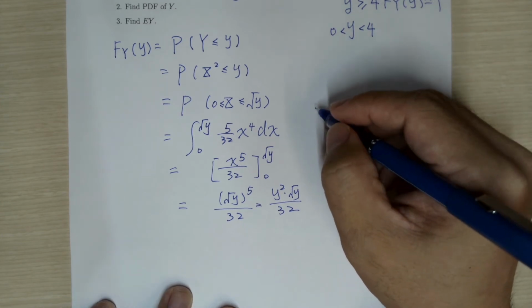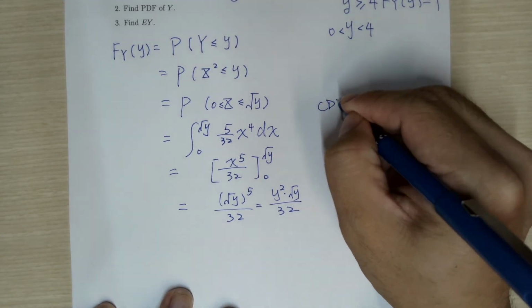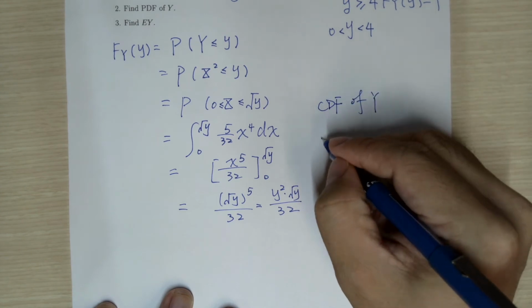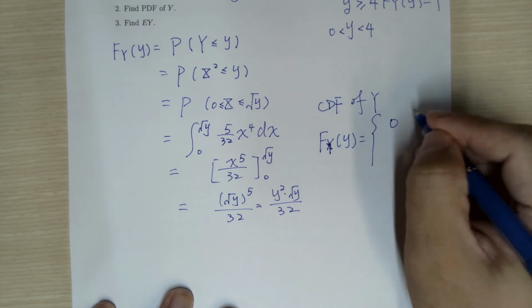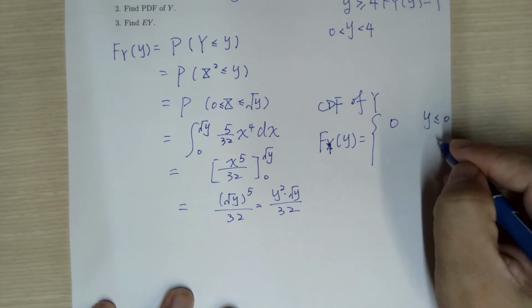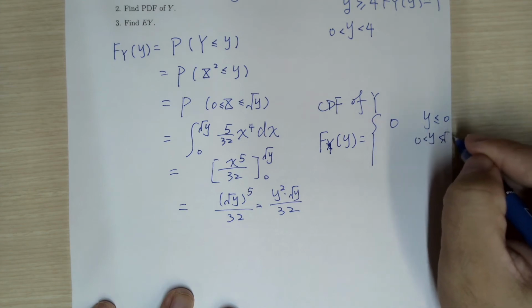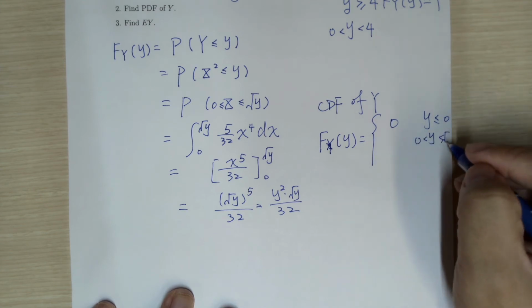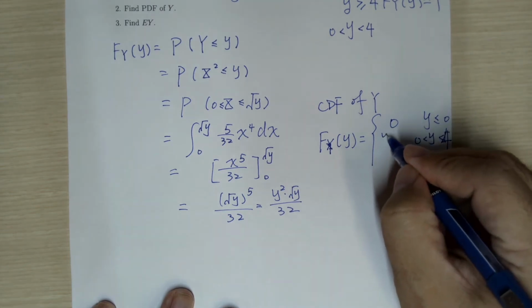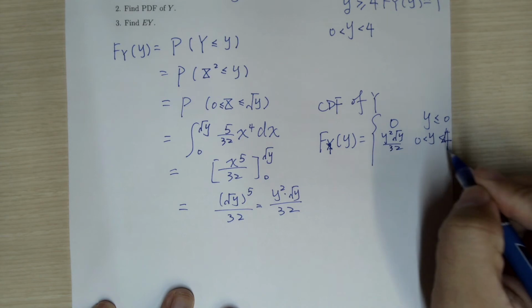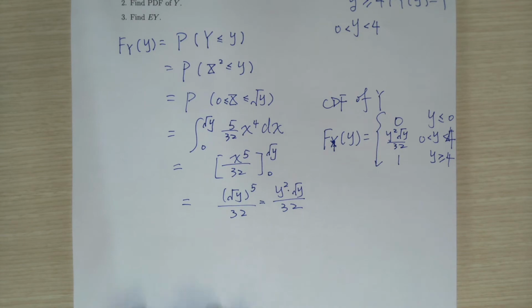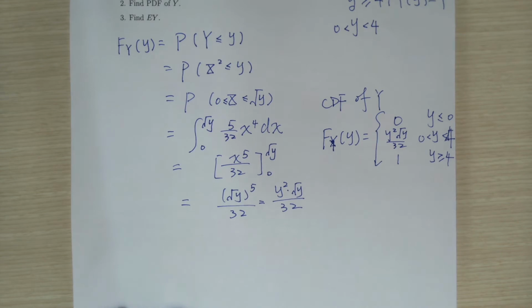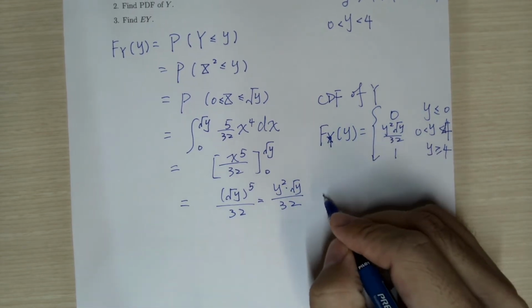So part 1, the CDF of y is going to be 0 when y is less or equal than 0. When y is greater than 0 and less than 4, it's y squared square root of y over 32. When y is greater or equal than 4, this equals 1. Okay, so that is our CDF.